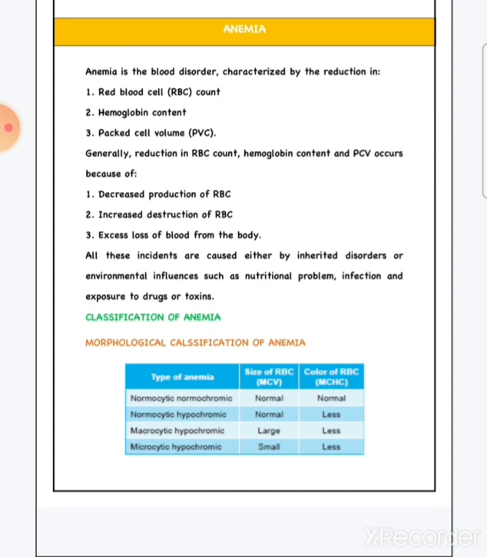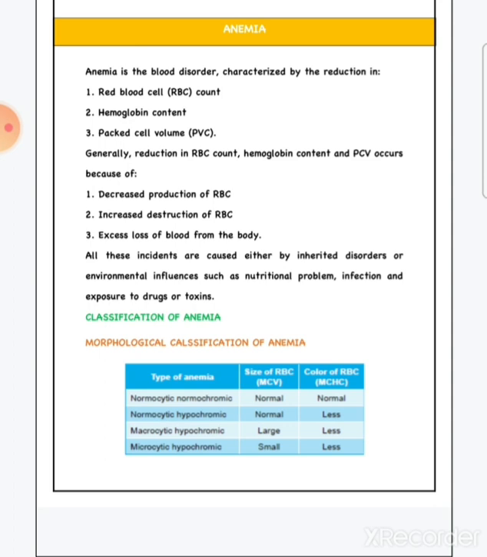Now, classification of anemia. Morphological classification of anemia: the type of anemia is based on the size of RBC and the color of RBC. The size of RBC is known by MCV and the color of RBC is known by MCHC. MCV means mean cell volume, which is one of the red cell indices. MCHC means mean cell hemoglobin concentration, right?